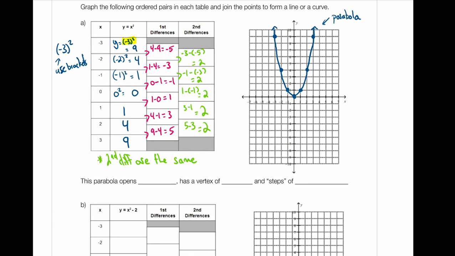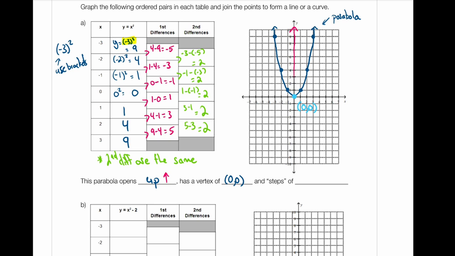Some other key things we want to get out of this graph. This parabola opens, in this case it opens up, and it opens up because this opening here is going up. It has a vertex of 0, 0. And if we don't remember, the vertex is that lowest point, or where it shifts direction. So here we're going down, then we shift and we're going up. So that's our vertex there, 0, 0.